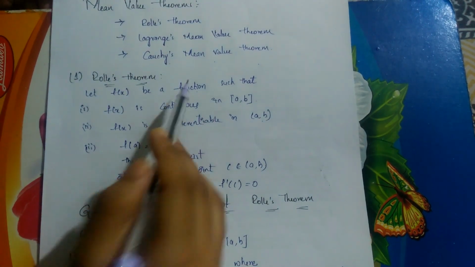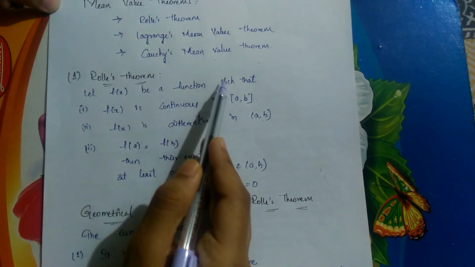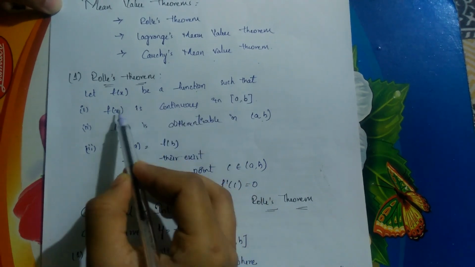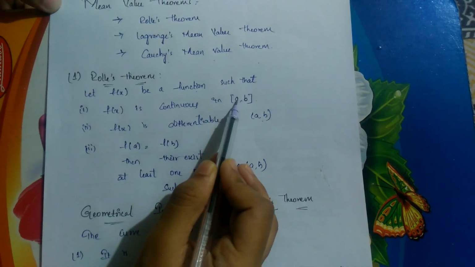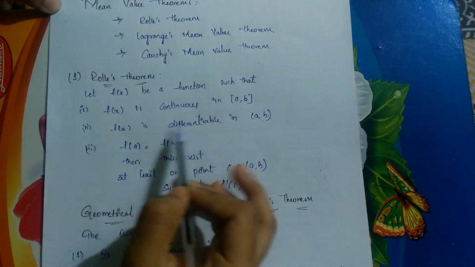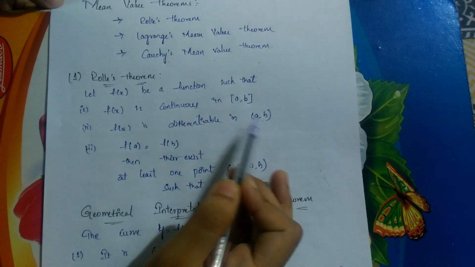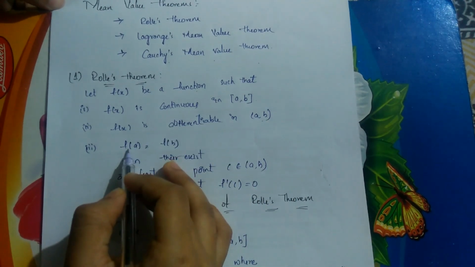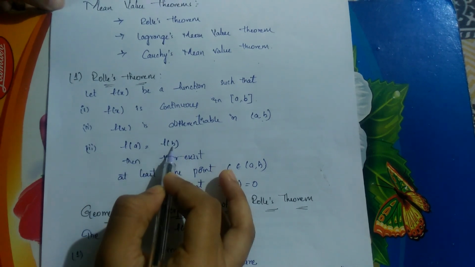Let f of x be a function in the interval [a, b] such that f of x is continuous in the interval [a, b], and f of x is differentiable in the open interval (a, b). And the third condition, f of a should be equal to f of b.